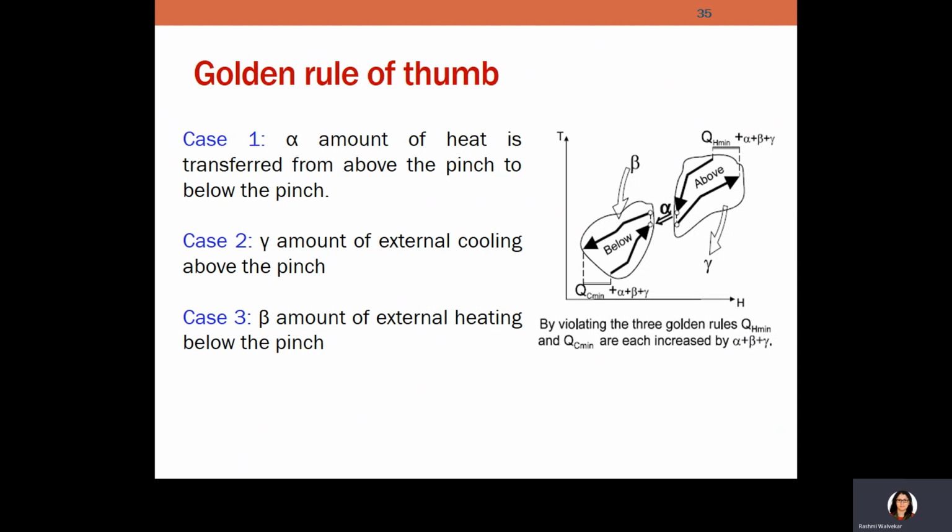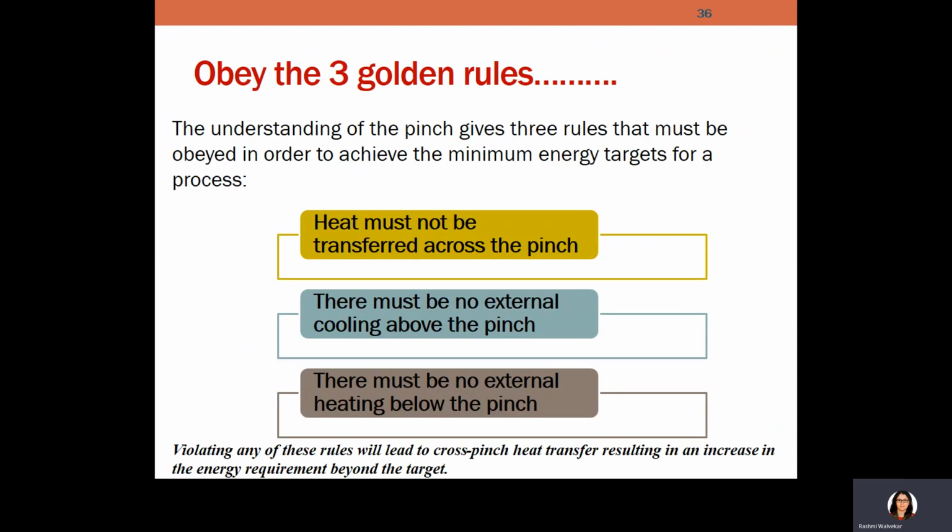So what are our three golden rules? Heat must not be transferred across the pinch. So once you know your pinch point, you cannot transfer energy from the hot pinch area to the low pinch area. Second rule, there must be no external cooling above the pinch. And the third rule is no external heating below the pinch. So you need to remember this in your design.